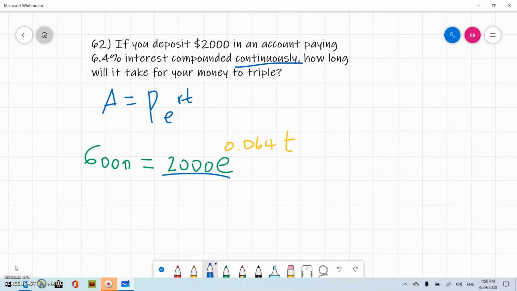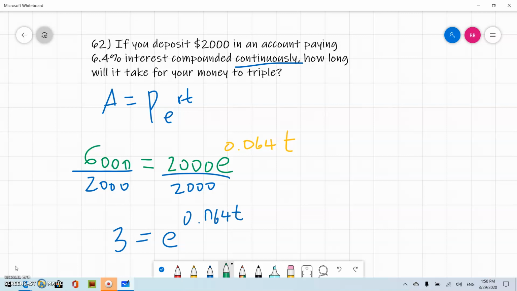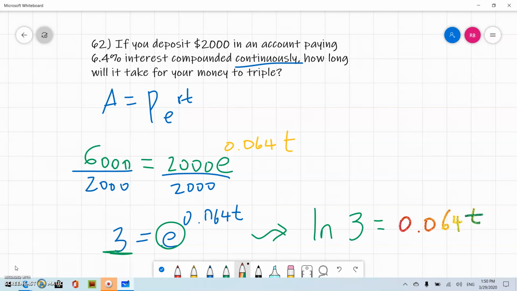So then first step is dividing both sides by 2000. So like I said, this will become 3 and e to the 0.064t. So we're going to use ln, okay? And this one, I'm just going to write it as a log form, okay? So ln is the log base e. So whatever is inside is what it's equal to, and this is equal to your power.